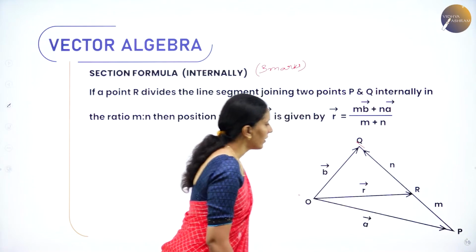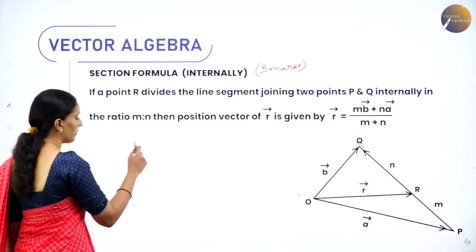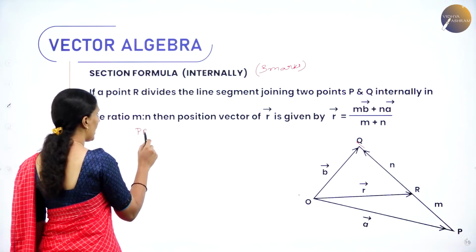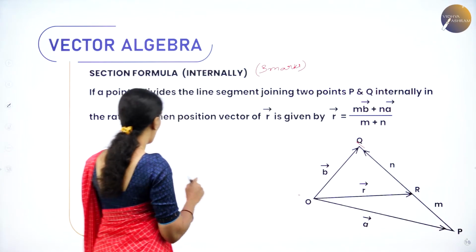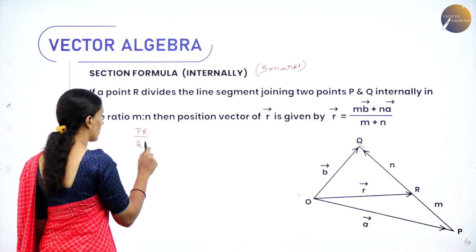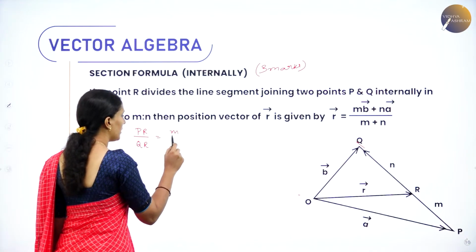Now, if I write from the figure, you can see PR by QR is nothing but M by N.